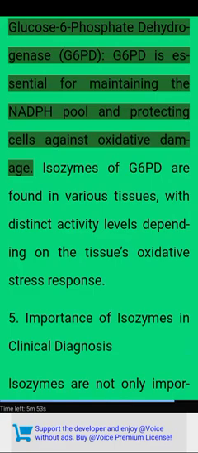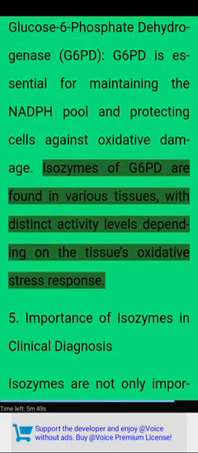Glucose 6-phosphate dehydrogenase (G6PD). G6PD is essential for maintaining the NADPH pool and protecting cells against oxidative damage. Isozymes of G6PD are found in various tissues, with distinct activity levels depending on the tissue's oxidative stress response.